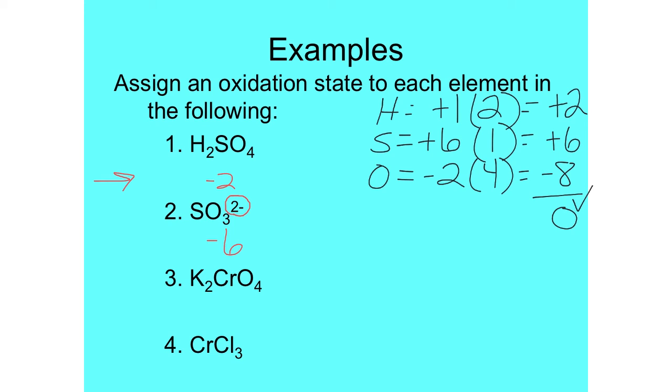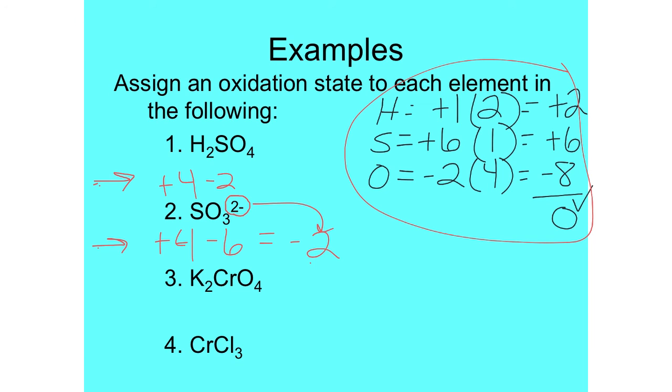So up here, I put my individual numbers. Down here, I put my total numbers. So this is just a different way to do it. If you like to do it this way, that's fine. Keep going like that. All right, I need to equal -2 this time. So therefore, S would have to be +4, because then +4 -6 would give me -2. To review, individual ones, which would be my answers, totals down at the bottom. Each oxygen's -2 times 3 gives me -6. I'm trying to add up to -2 because that's what the overall charge is. So sulfur has to be +4.